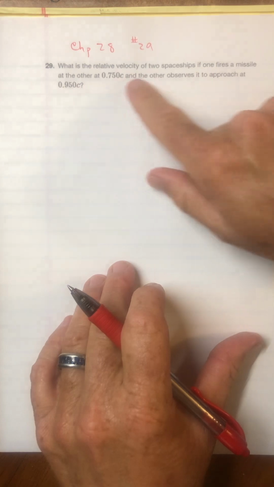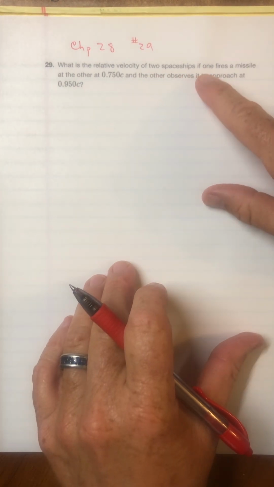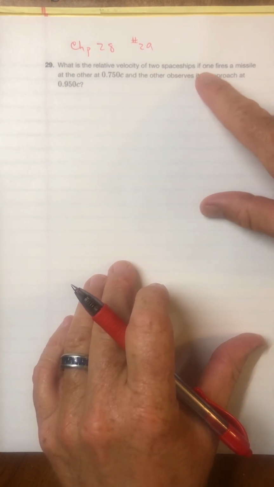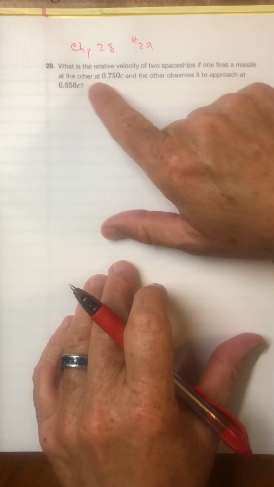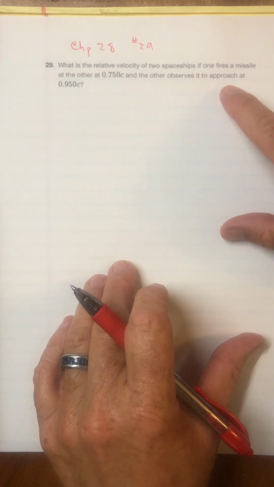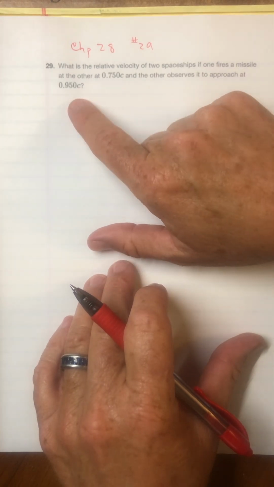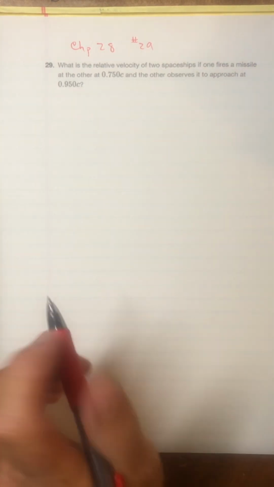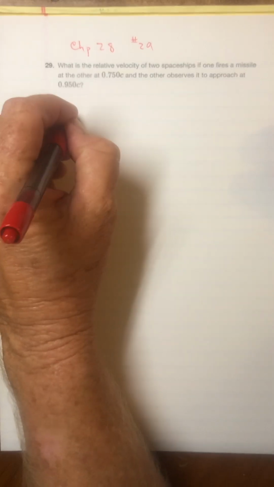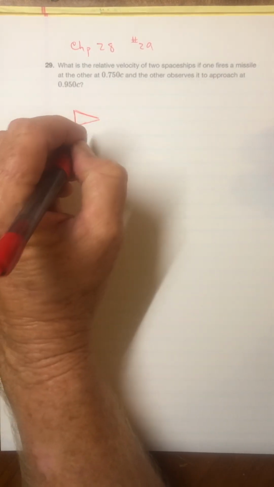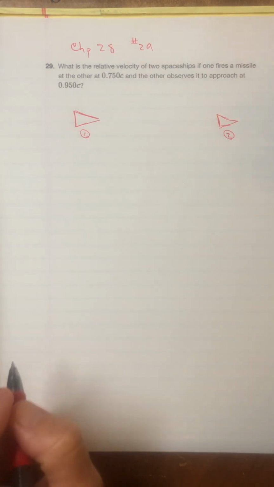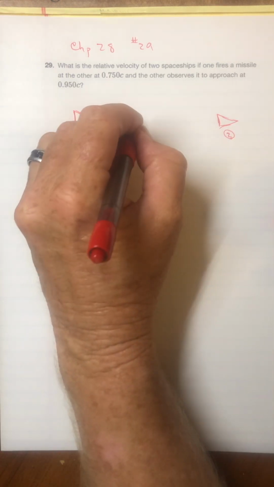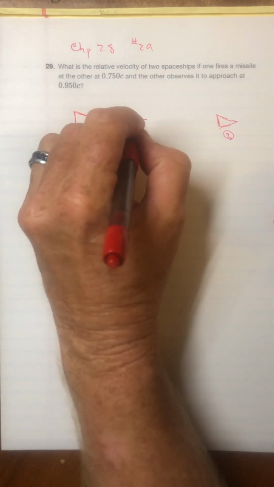It says, what is the relative velocity of two spaceships? Okay, so we got two spaceships. If one fires a missile at the other at 0.5 c, and the other observes it approaching at 0.95 c. Okay, so maybe I'll make two spaceships. Here's spaceship 1. Here's spaceship 2. And it fires a missile, so maybe I'll put a little missile here.